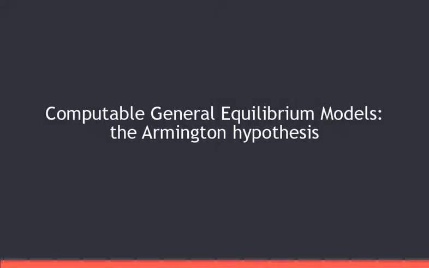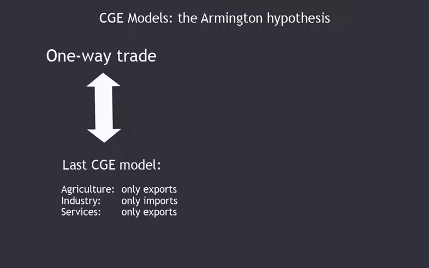So we return now to computable general equilibrium models, and what I'm going to do is to introduce the Armington hypothesis, which is a very important assumption of computable general equilibrium models. This assumption responds to a specific problem. In the computable general equilibrium model that we built together concerning trade relations with the rest of the world, in each sector there were either only exports or only imports, but never in one sector did we have at the same time exports and imports.